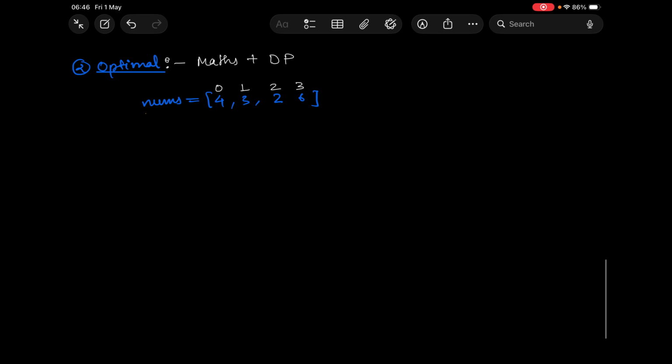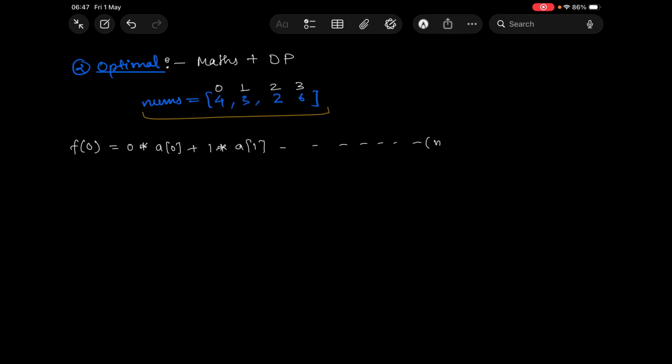We are given this array as function of 0, which is nothing but 0 into arr of 0 plus 1 into arr of 1, and so on till n minus 2 into arr of n minus 2 plus n minus 1 into arr of n minus 1. So this is how the function of 0 looks like.